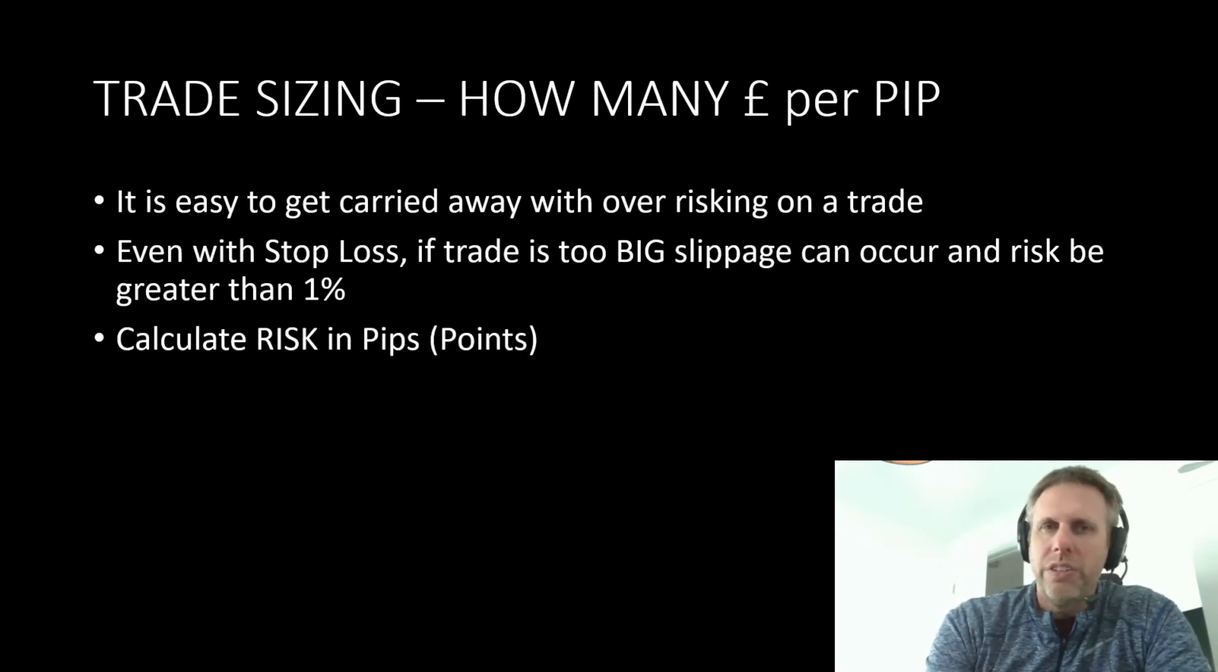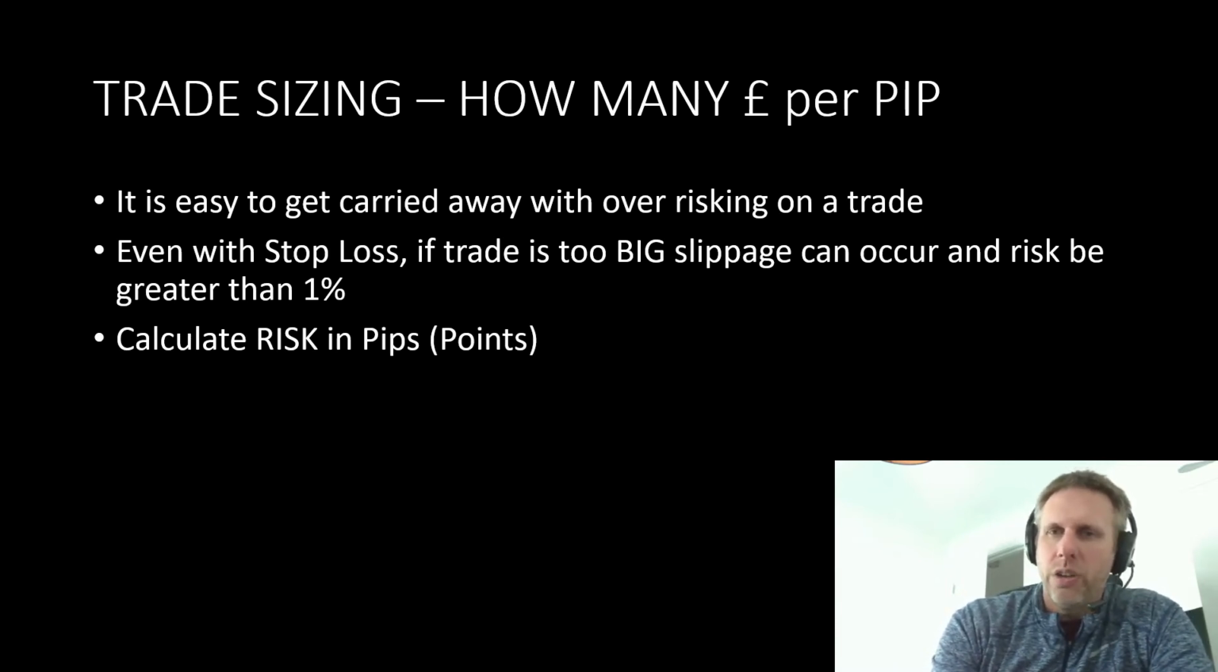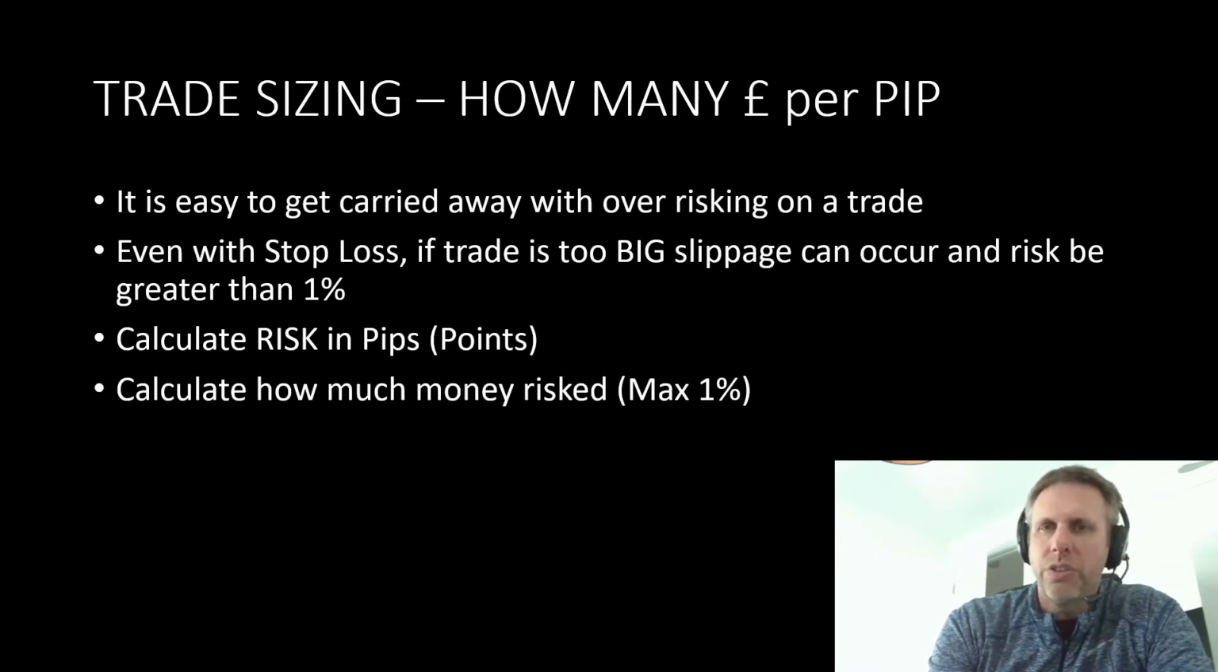So to start with, we need to calculate our risk of the trade in pips or points, and therefore that's where our stop losses are going to be in relation to our entry point. We need to calculate how much money we're risking on a trade, and that's obviously maximum 1%, and very simply divide the pounds by the pips.